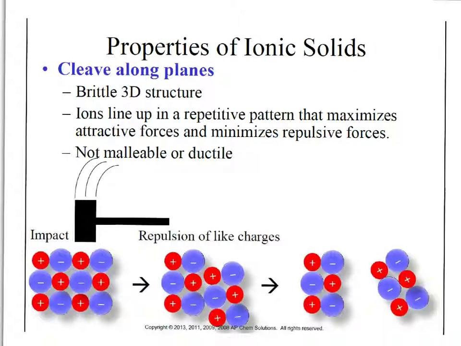So something like metals that are held together just by more of a flow of electrons, you can stretch those into wires, which is ductility, and you can kind of squish them around, which is malleability. Ionic compounds do not have that property, though. They tend to cleave and shatter.